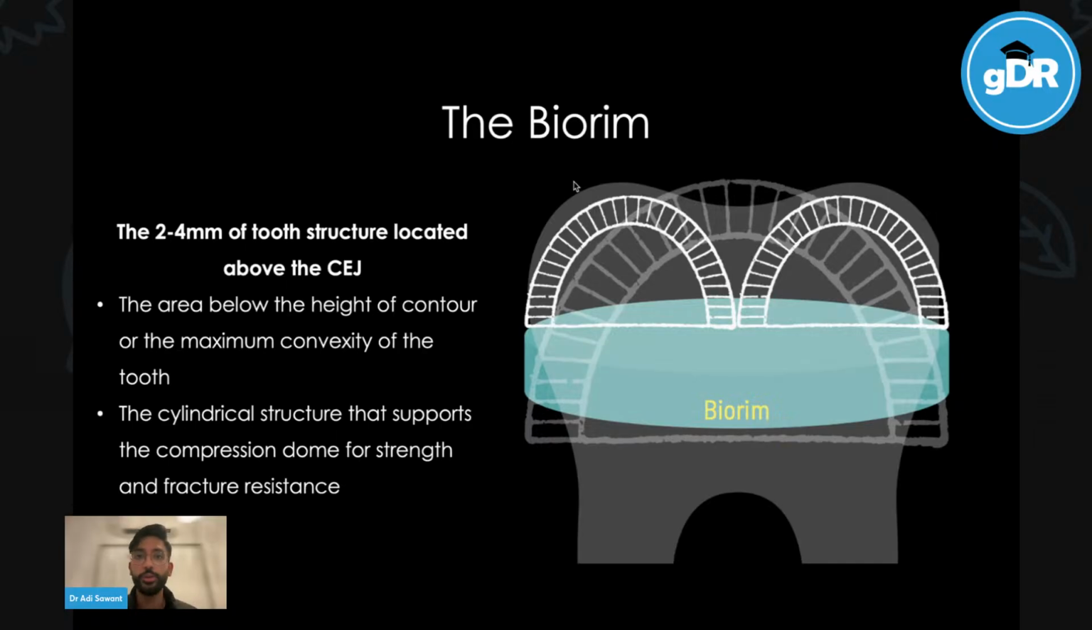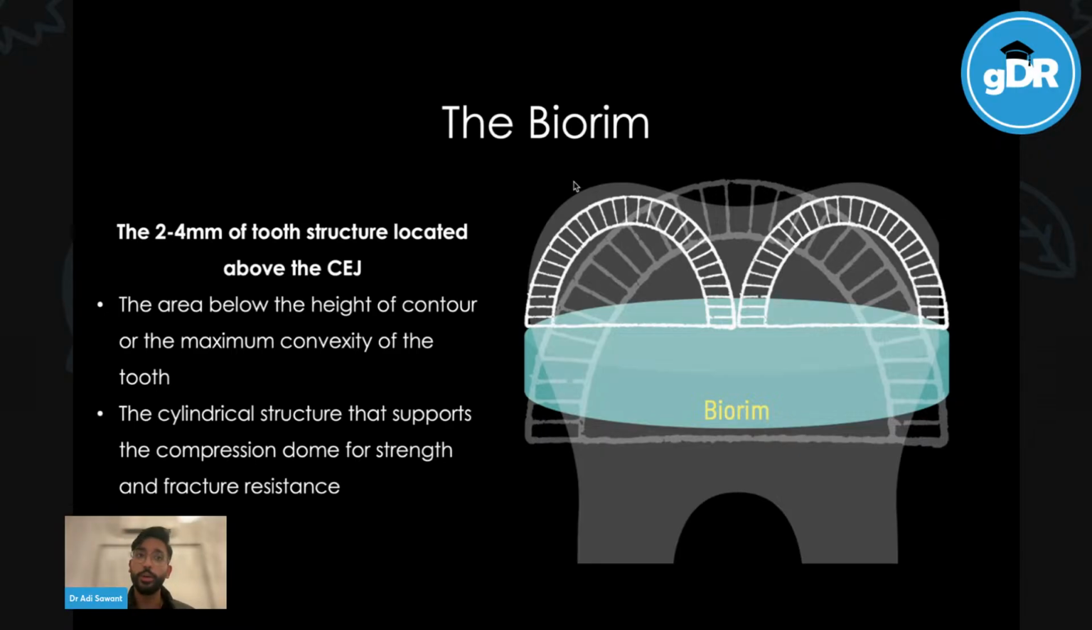So the biorim is just the 2 to 4 millimeters in the cervical area, 2 to 4 millimeters above the CEJ. If you also look at the tooth from the side, it's the maximum convexity of the tooth. Not sure how many of you made dentures at uni, but if you used a surveyor, those little machines that you put your model cast on just to run your chalk or whatever on the side to find out that contour line so you can fit your clasp underneath, it's exactly that maximum convexity of the tooth. Anything underneath there is essentially the biorim.